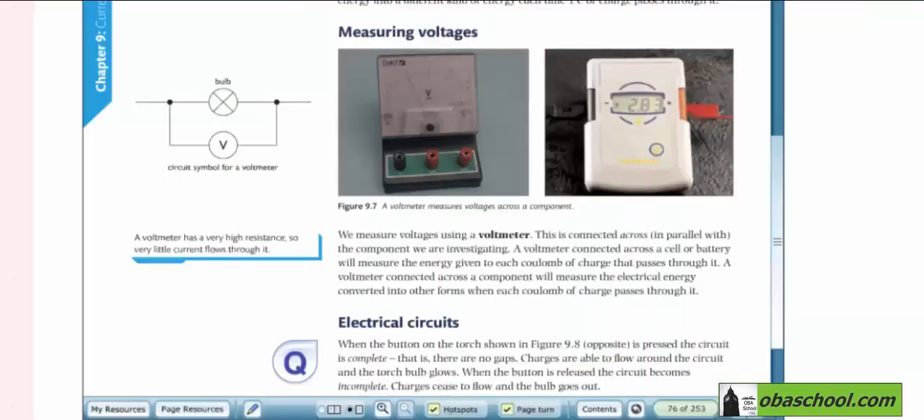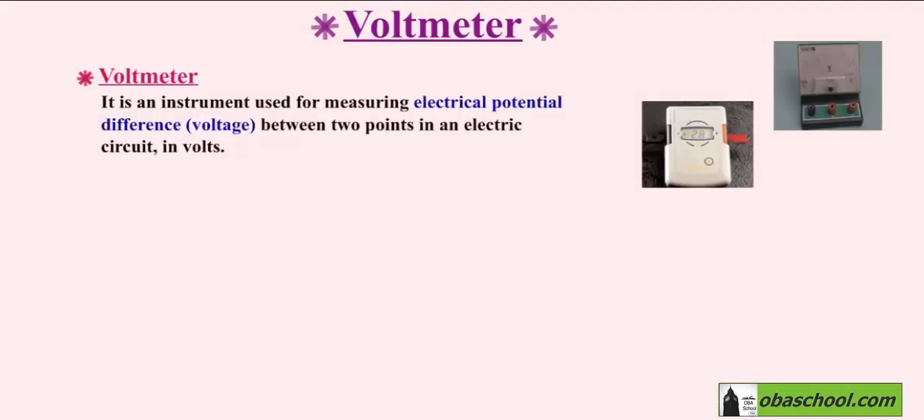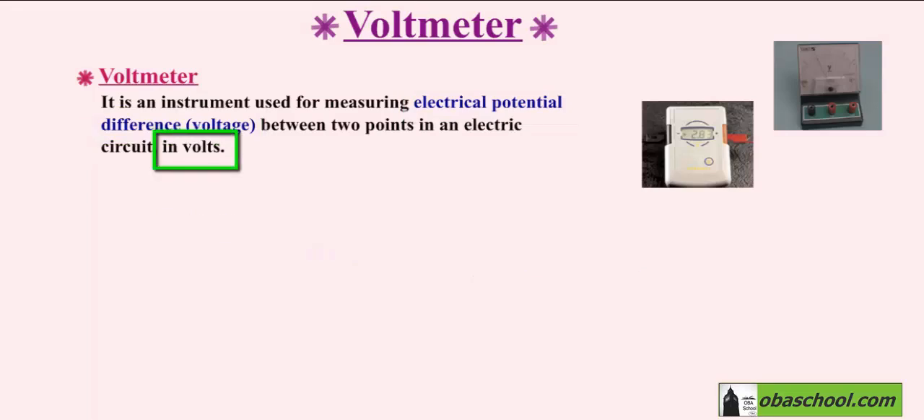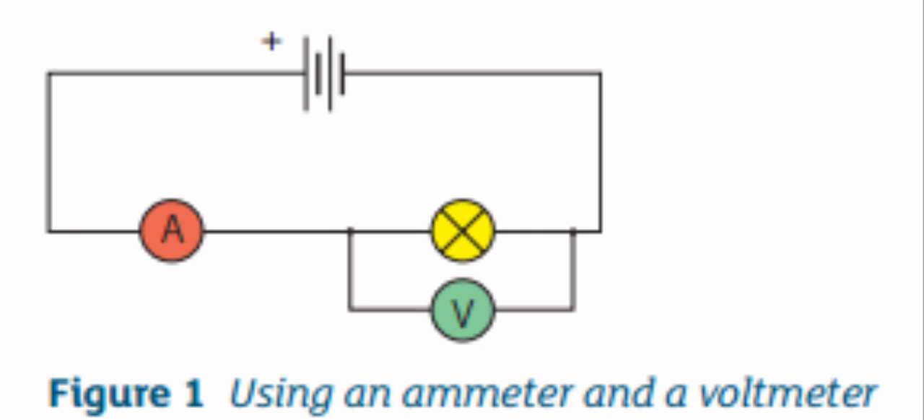The next device is called the voltmeter. You can see how the voltmeter looks in the pictures on the right. It is an instrument used for measuring electrical potential difference, or voltage, between 2 points in an electric circuit in volts. So it measures a voltage in a lamp, motor, in volts.